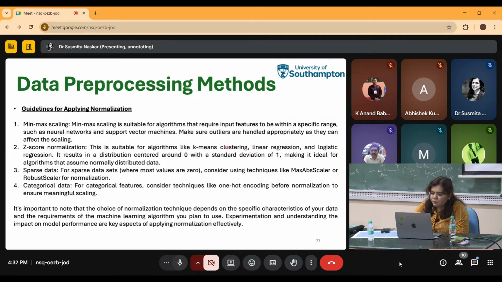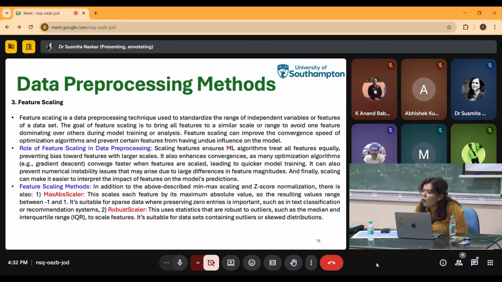The main goal of feature scaling is to bring all features to a similar scale or range, right? This prevents features with large magnitude from overshadowing the others. It also helps the convergence of optimization algorithms, and helps reduce numerical instability during training, okay.